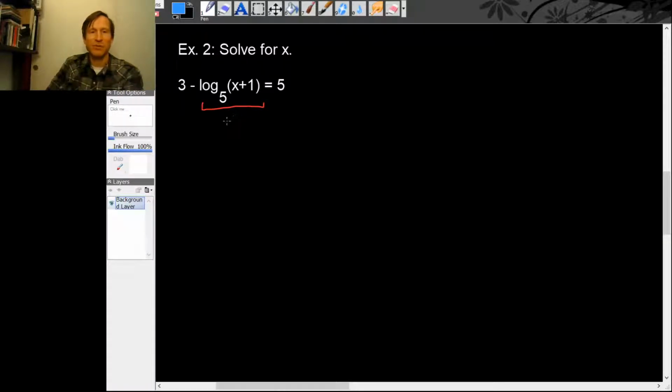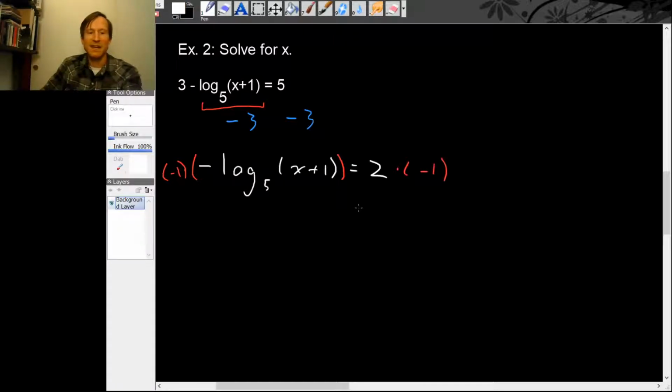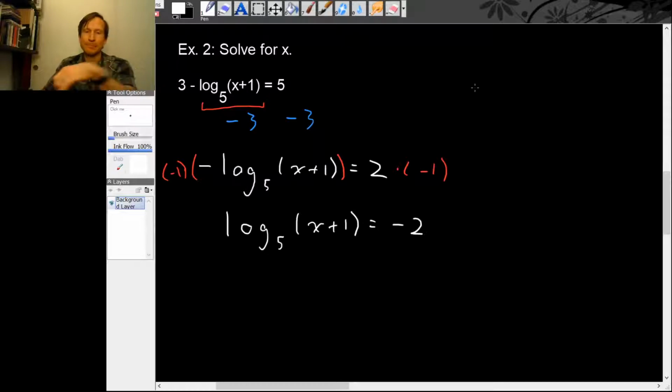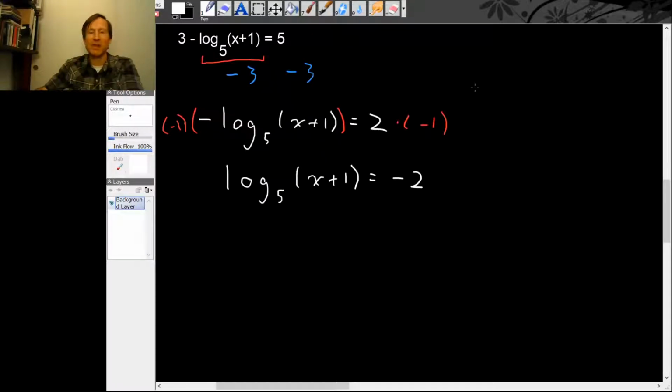Let's subtract 3 from both sides. We get negative log base 5 of x plus 1 equals 5 minus 3 is 2. We don't quite have the logarithm part isolated because of this minus sign on the left. So we can multiply both sides by negative 1. On the left-hand side, that has the effect of getting rid of that minus sign. So log base 5 of x plus 1. And on the right-hand side, we have negative 2. All right, now finally we have the logarithm on the left isolated.